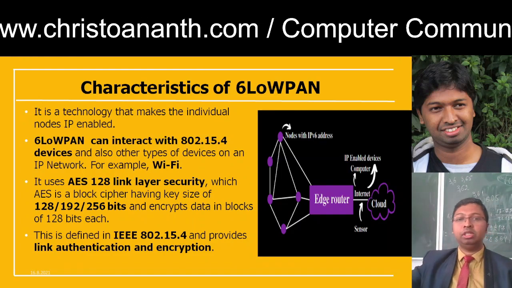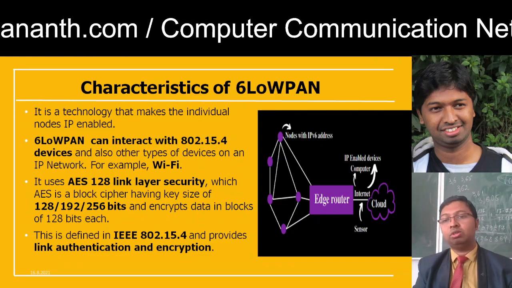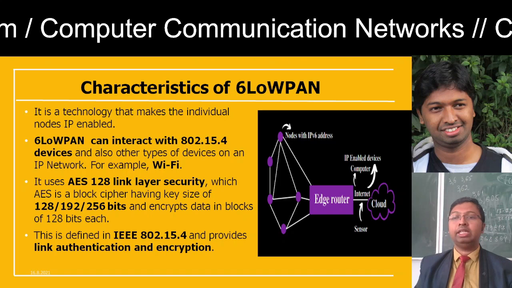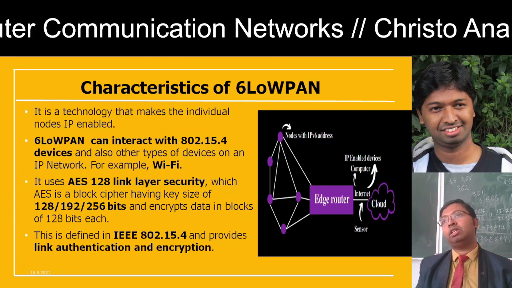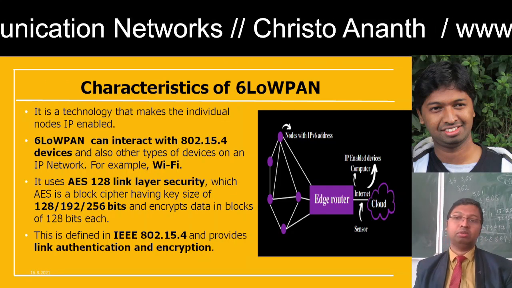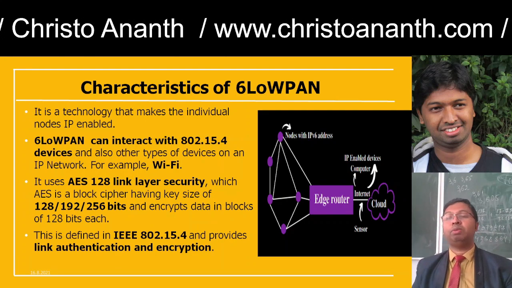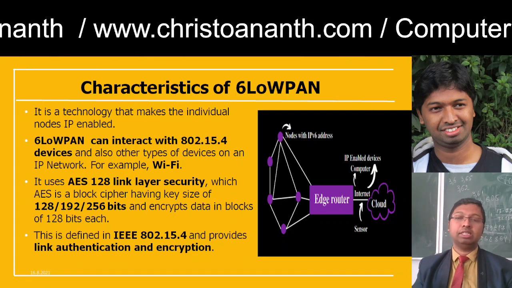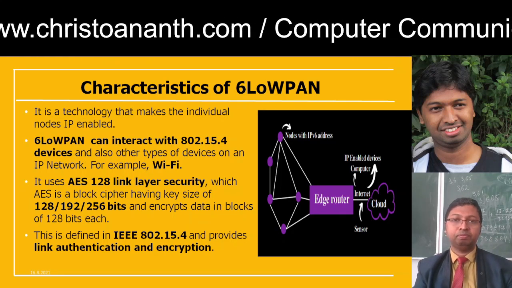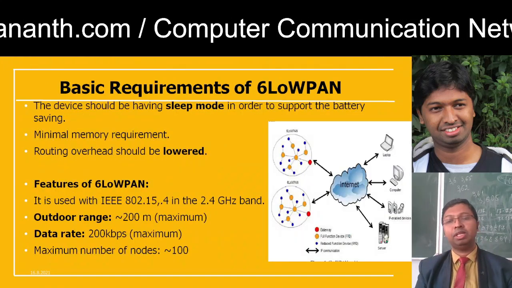So here if you see the edge router, we will be having the nodes with IPv6 addresses, and through the IP enabled devices it is going to connect to the computer. Through the internet you will be having, and for storage purposes we will be having the cloud, and we will be having a sensor for communicating. So these are the basic requirements.